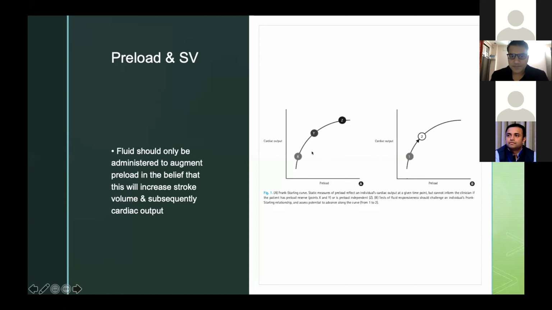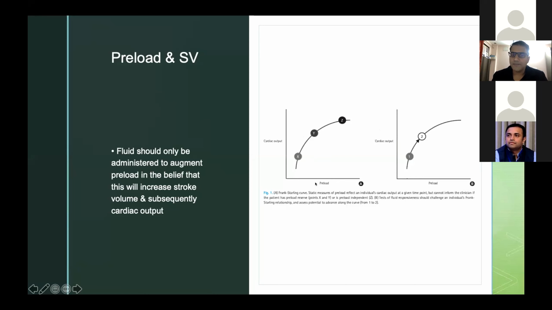Coming to the Starling curve, as we all know, if we are on the steep part of the Starling curve, then an increase in the preload is going to increase the cardiac output. But in cases of a failing heart, the graph becomes flatter. The steep part generally decreases and the flat part increases. So it follows a trend something like this.